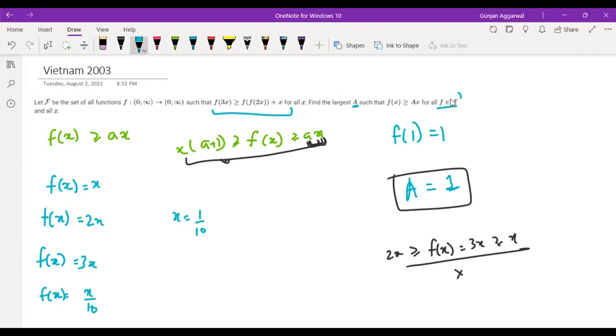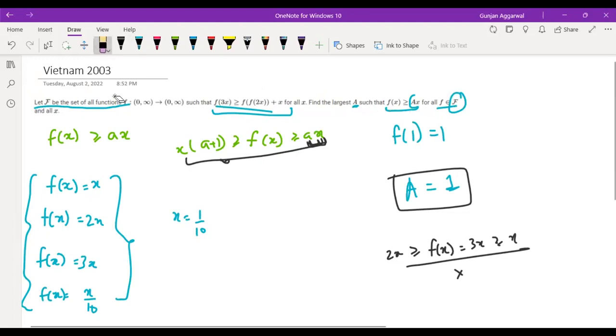Oh, so F should belong to this set, which is the set of all functions that work. So we need to check for all the functions that work, and we need to pick the largest A, right? No, you don't need to pick the largest that work for f of x equals x by 10. You need to pick some A such that it works for all functions, right? Exactly. So in other words, you need to find the minimum.